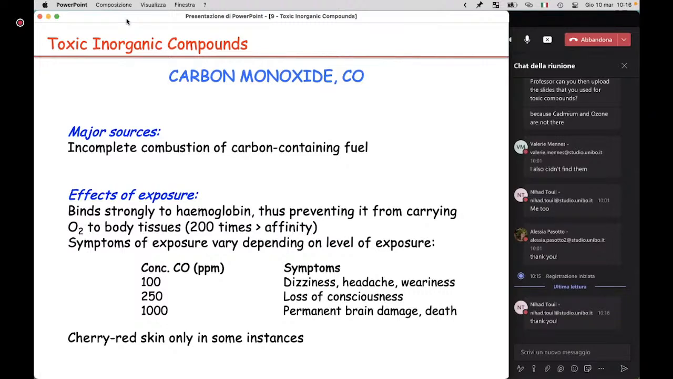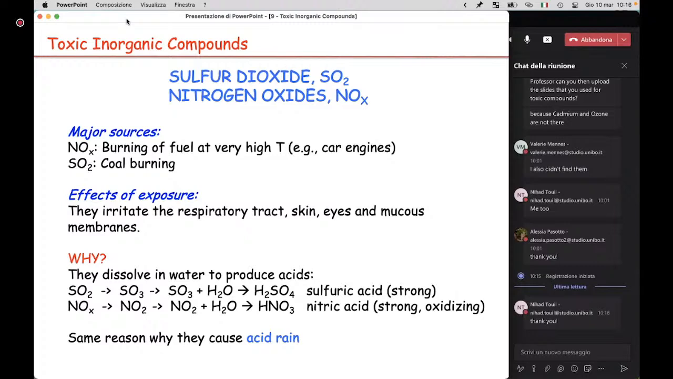So if there's no particular question, I will go on with another class of toxic inorganic compounds. Those are oxides, in particular sulfur dioxide and nitrogen oxides. Someone is writing? Okay, I will read it after. Those kinds of oxides are treated together since both of them are produced by burning fuels.